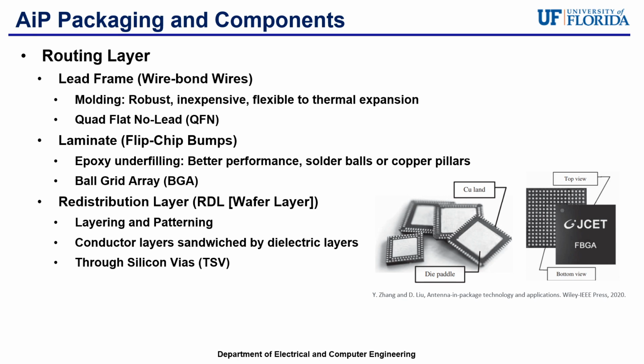Redistribution layers typically coincide with wafer level packaging, and they are conductor layers that are sandwiched by dielectric layers. This is done through layering and patterning, and then there are through silicon vias, which are vertical electrical connections that completely pass through the silicon wafer or die. And this is where the electrical signals move through wafer level packages.